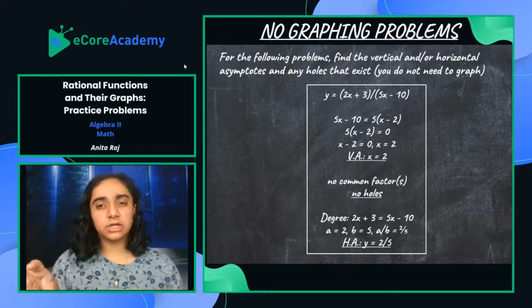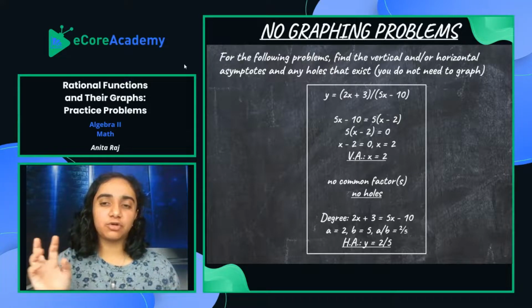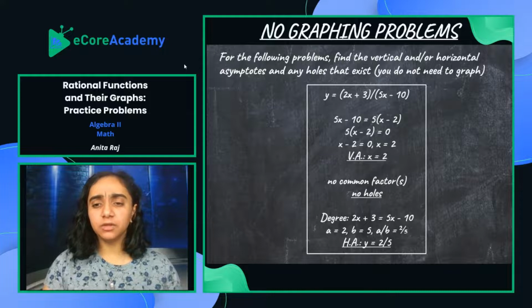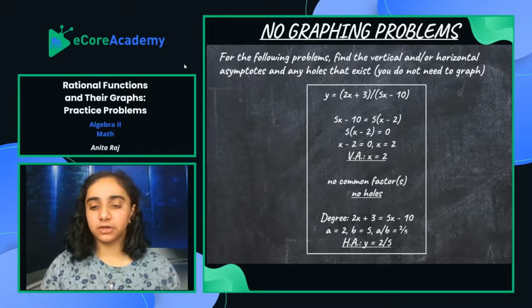If you look at the numerator and denominator, we can't really simplify anything more in the numerator. We can't factor it or reduce it. And you can see that there are no common factors between the numerator and denominator even after reducing. So there are no common factors, which means that there are going to be no holes in this rational function.